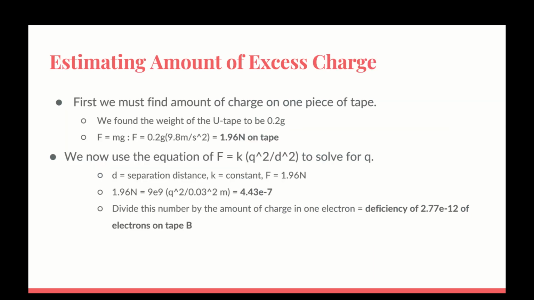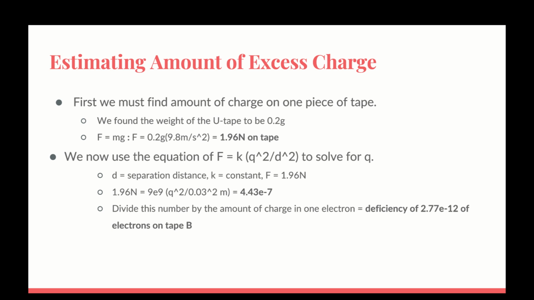Estimating the amount of excess charge. We first had to find the amount of charge on one piece of tape, which we did by using the earlier found length to find the weight of the U-tape by taking the length and multiplying it times 0.1 grams, which gave us 0.2 grams, multiplied by little g to get the force, which is 1.96 newtons on the tape.